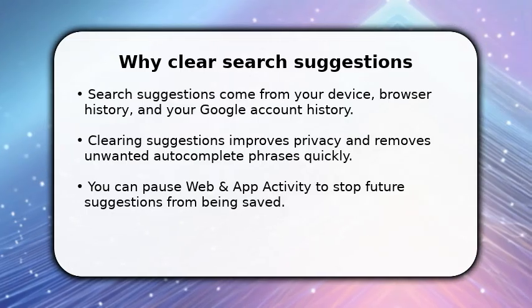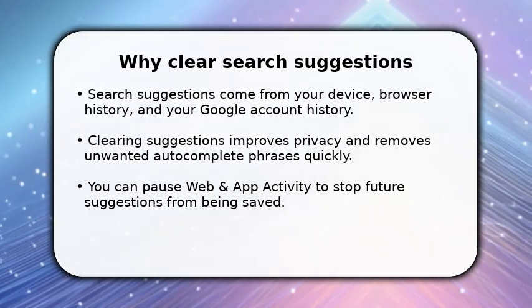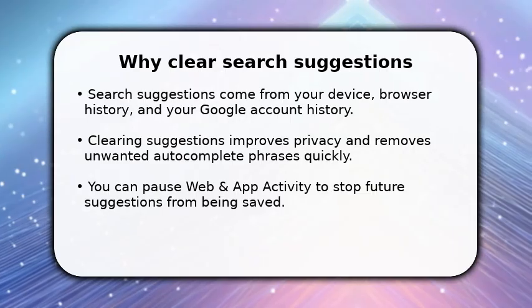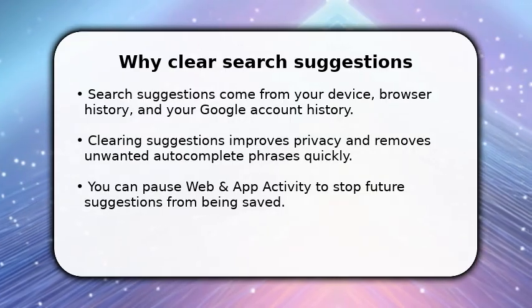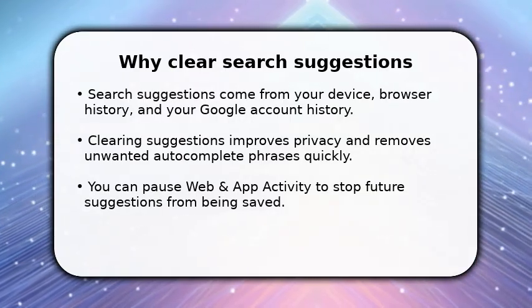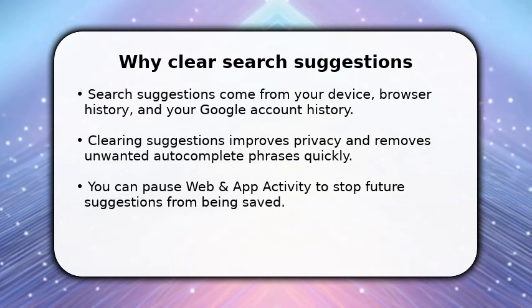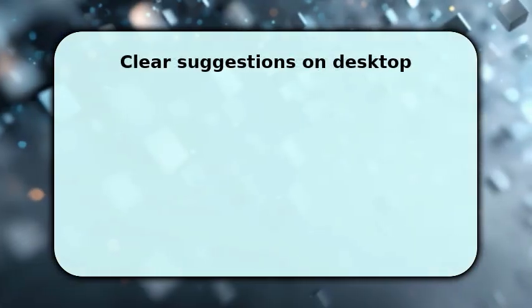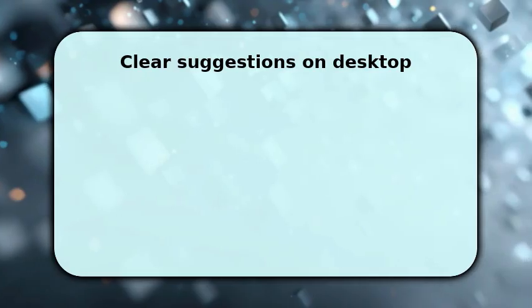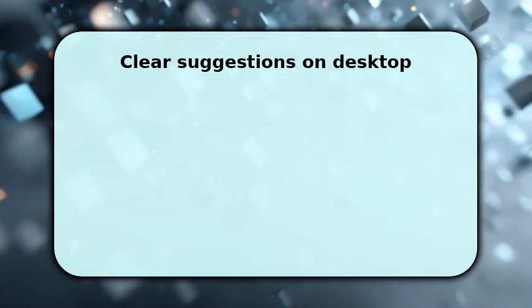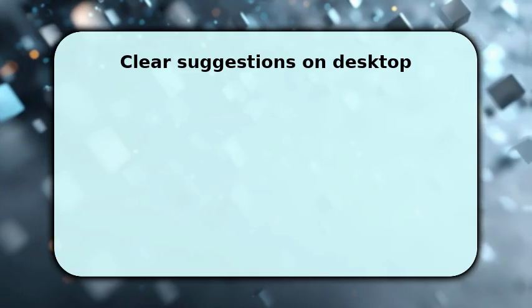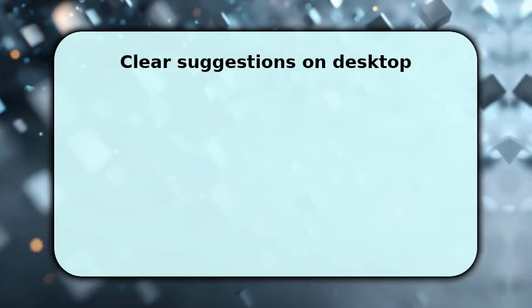Follow 3 main paths to fully clear suggestions: delete local history, remove account activity, and adjust autocomplete settings. Each path has simple steps you can complete in minutes. Gather your device and any synced browsers before you start. On desktop, clear browser history and form data in Chrome or your browser. In Chrome, open Settings, then Privacy and Security, then Clear Browsing Data.